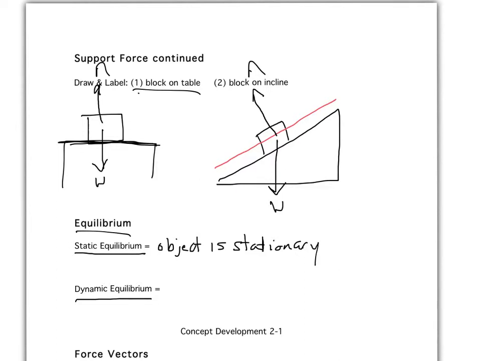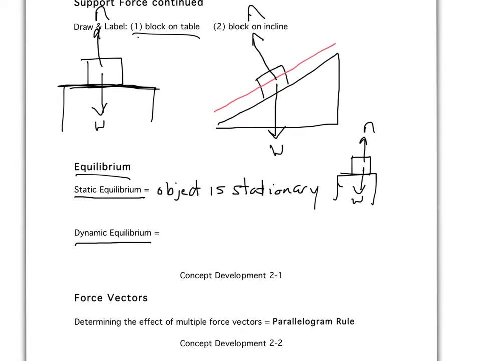When an object is stationary, that means it's not moving, it's not changing its motion at all. The object is in equilibrium, and it's very specifically called static equilibrium. A good example of this is pretty much anything that's just sitting around doing nothing. So, for instance, our block on a table is in static equilibrium. The only forces acting on it are the weight and the normal force. And since they balance each other out, there is no net force acting on the object.